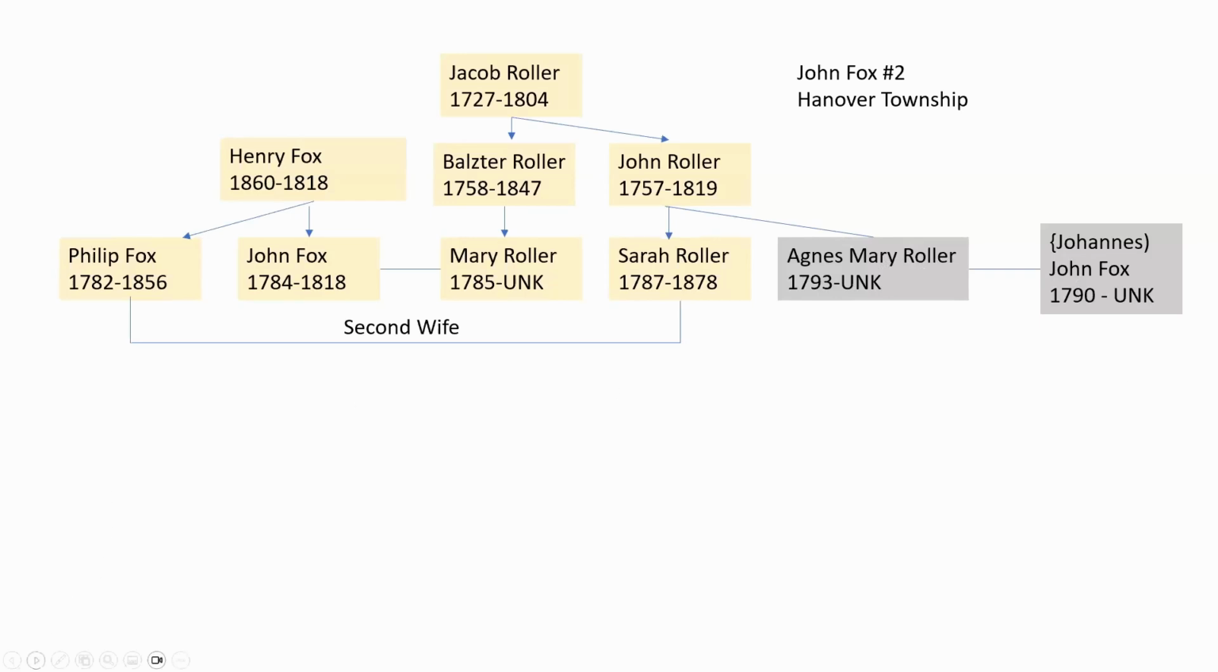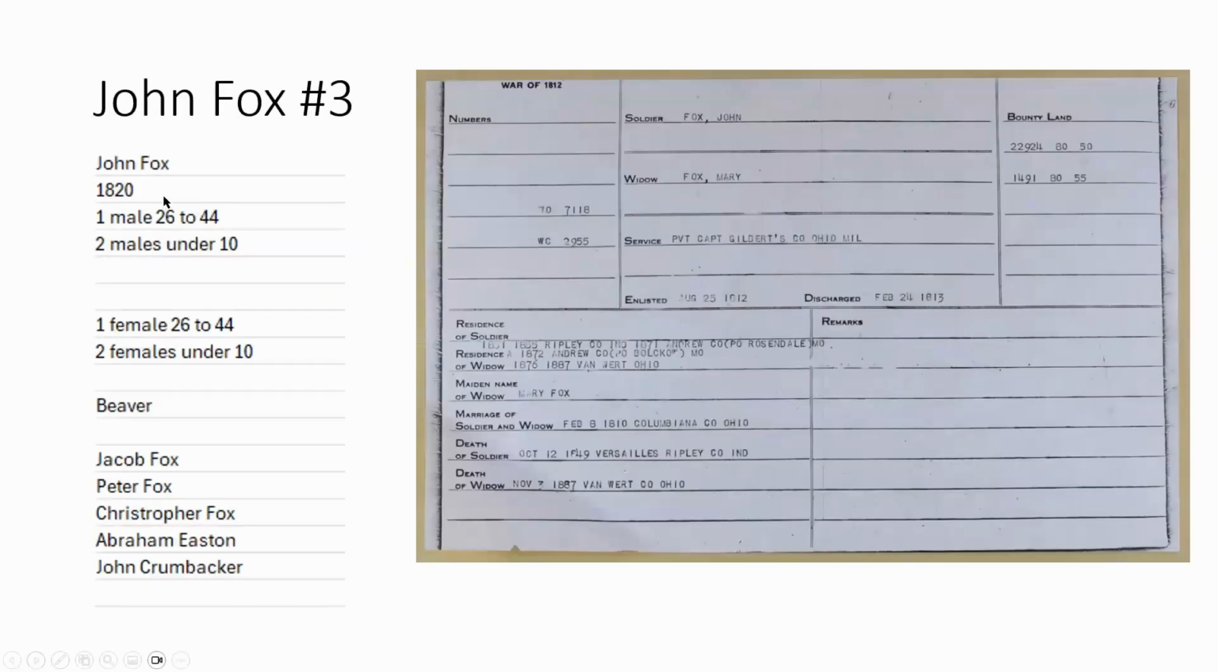The final John was also 1820. In one of the record sets that we were using for all of these individuals, but we only found it with this one, was the military record set of the 1812. If this person was closer to the age of 44, they probably served then in the War of 1812. And in fact, this John Fox did. He applied for his pension, but this is actually a widow's pension.